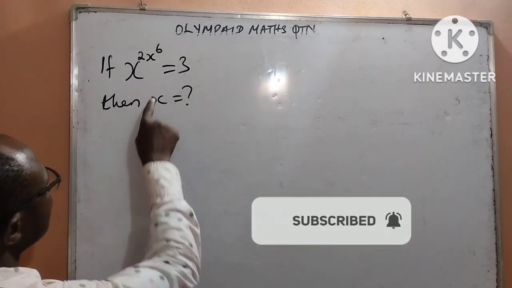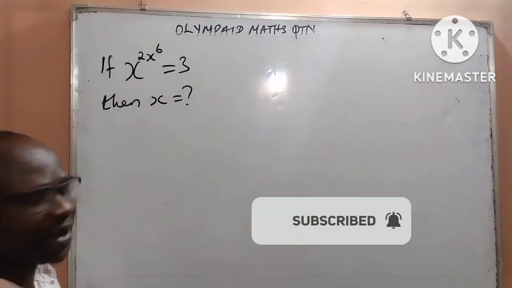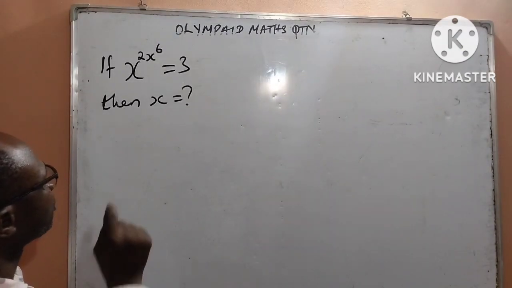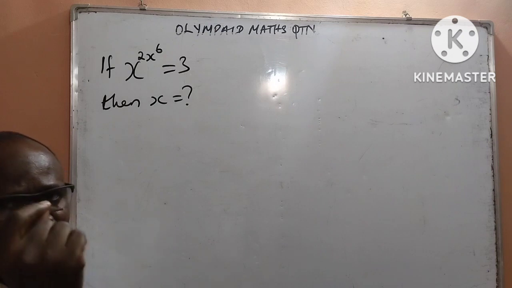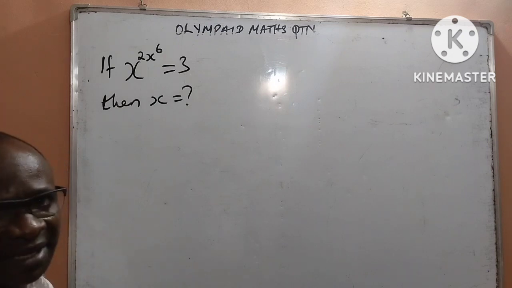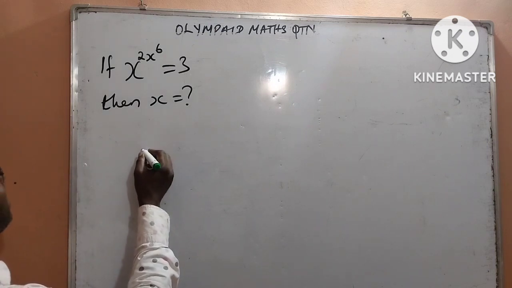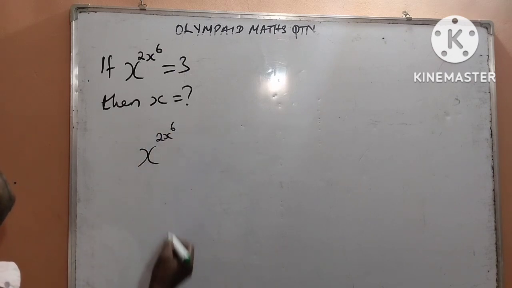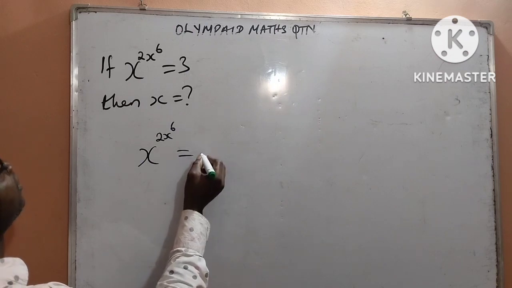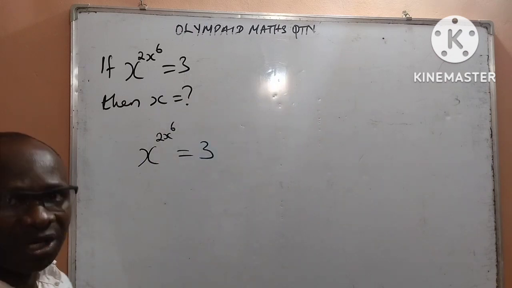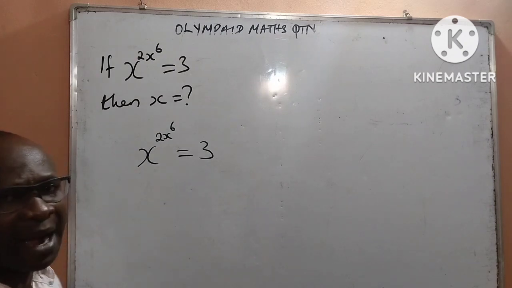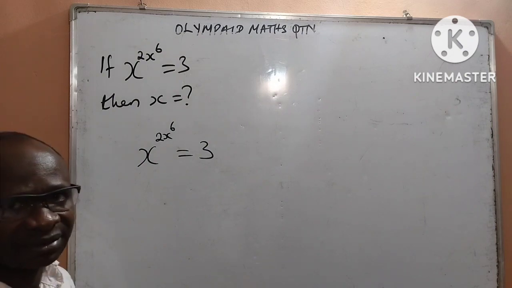We dive in. It is going to be a brief one. We apply a trick that can make the approach to the answer a very simple and quick one for that matter. So I am given x to the power of 2x, then to the power of 6, all equal to 3. What I will do is multiply both sides of the power by 3.